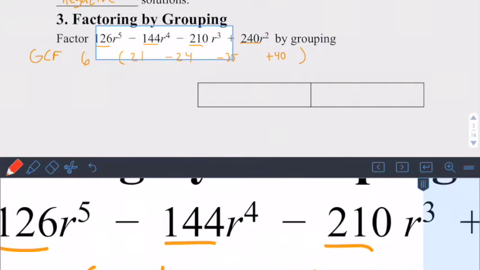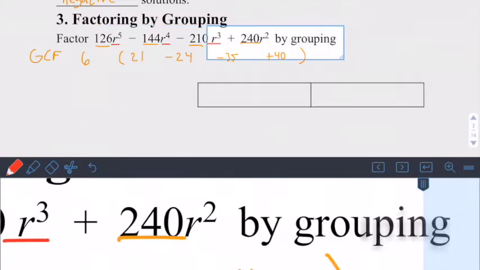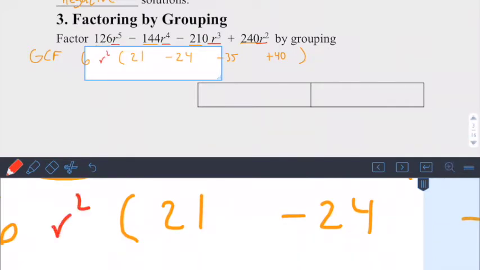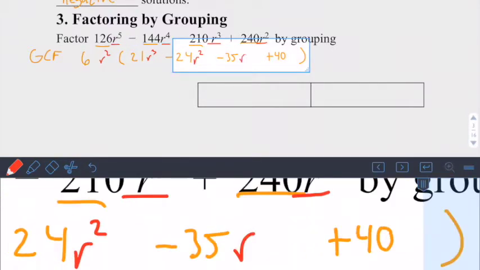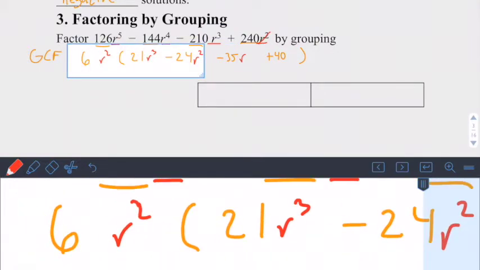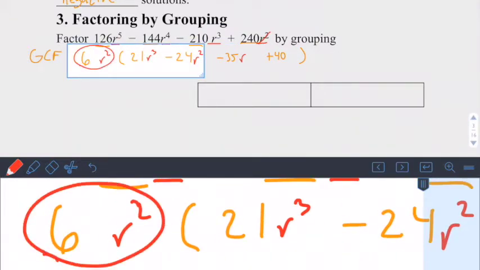Now I'm going to look at my variables and see how many I have in common. So I have 5, 4, 3, and 2, so all of them have at least 2, so r squared. I can divide out r squared, and I'll be left with r to the third, r squared, r, and then I took out both r's, so nothing. So my 6r squared is going to be outside.